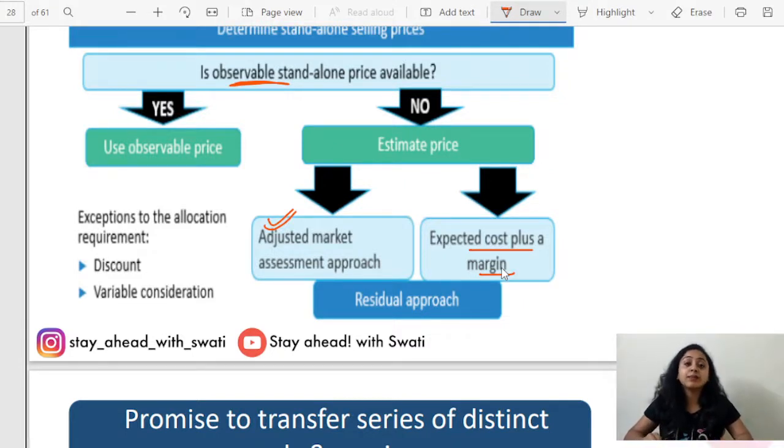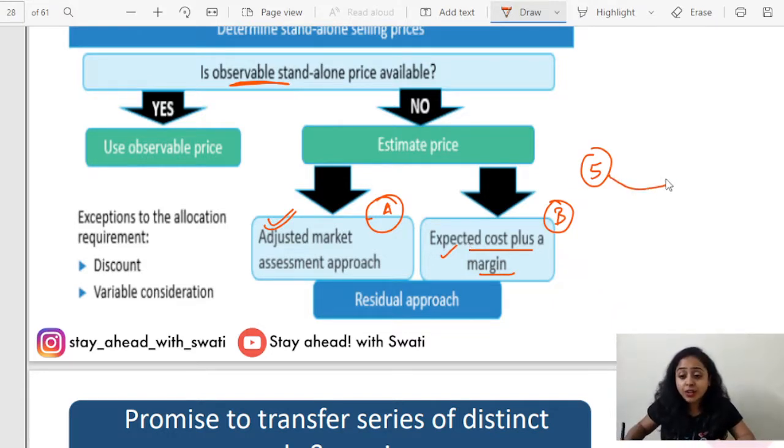Next, the third one is the residual approach. This means, for example, there are 5 products. Product A is easily sold and traded in the market regularly, so you apply the adjusted market assessment approach. Now for product B, since it is a new product and not available in the market, you apply the expected cost plus margin method. No worries.